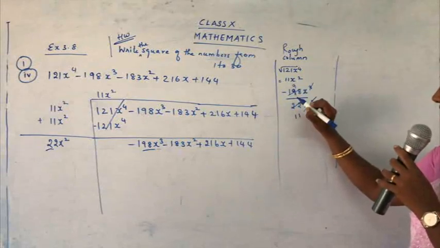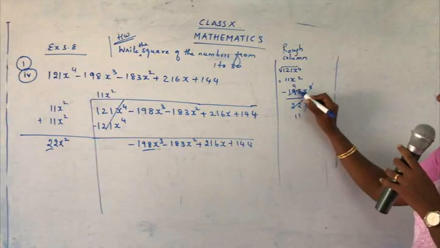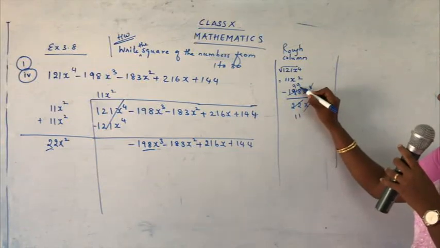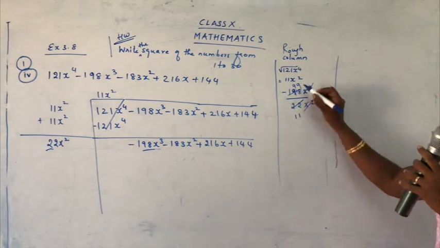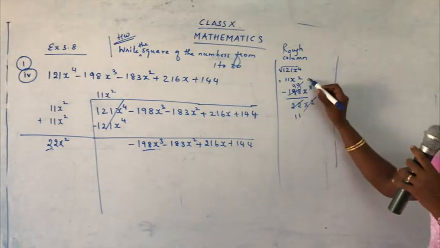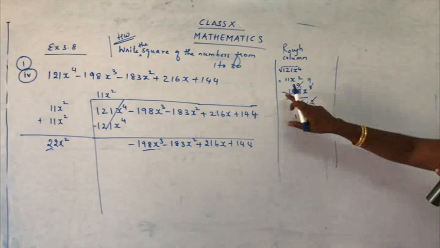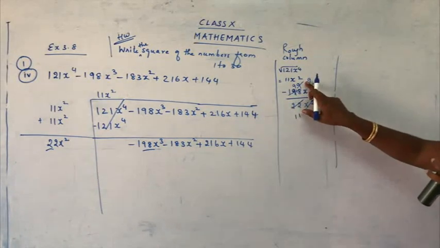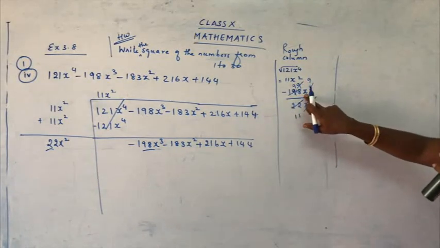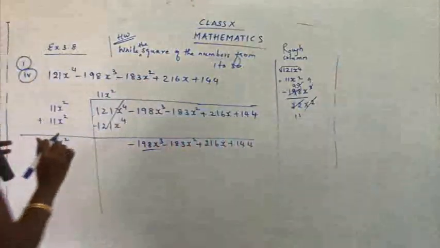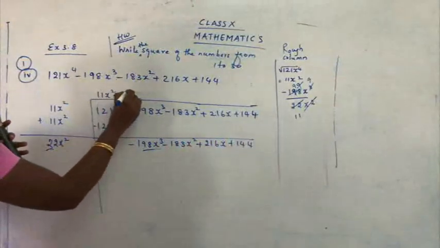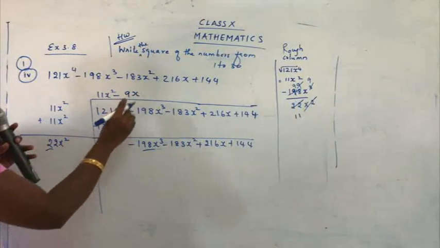So 2 9s are 18. So 1 is left here. So you have again 9. 2 9s are 18. 11 minus 11 is 0. So now what is left? Minus 9 1x. This x is left. So you are going to write down minus 9x in the quotient part. Minus 9x.